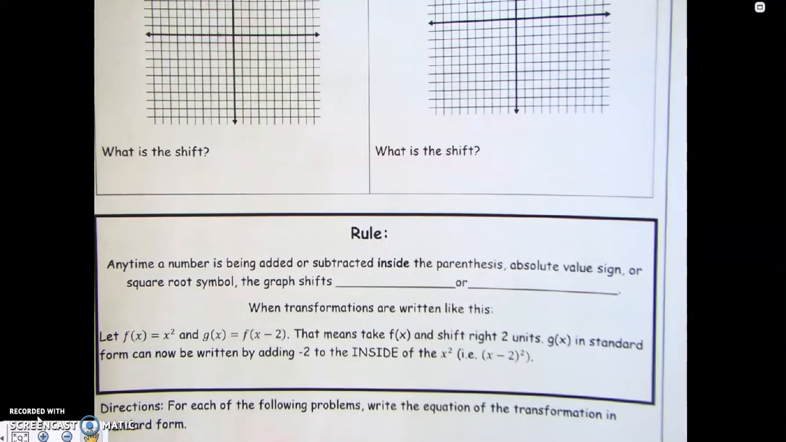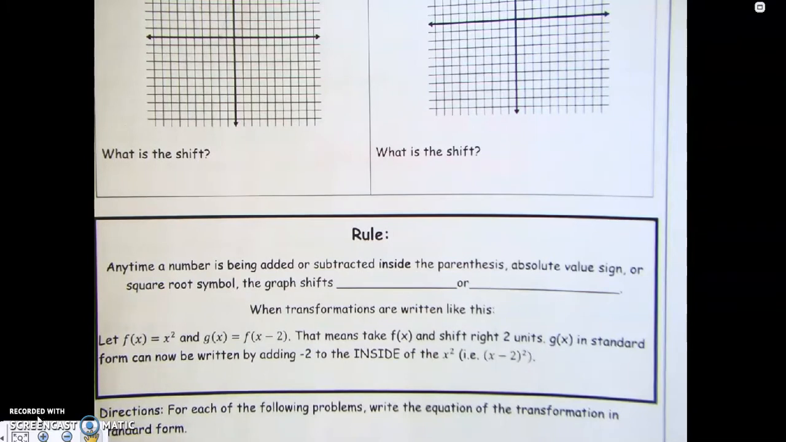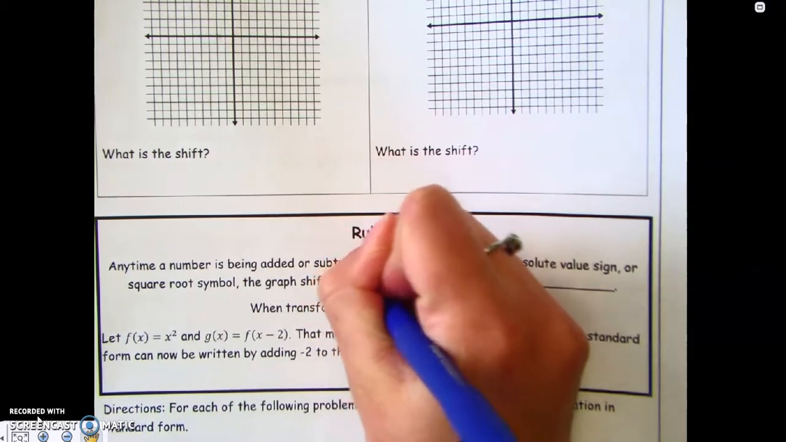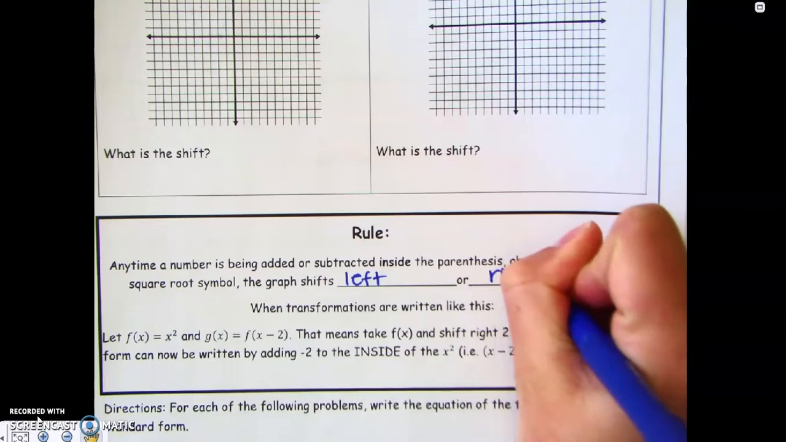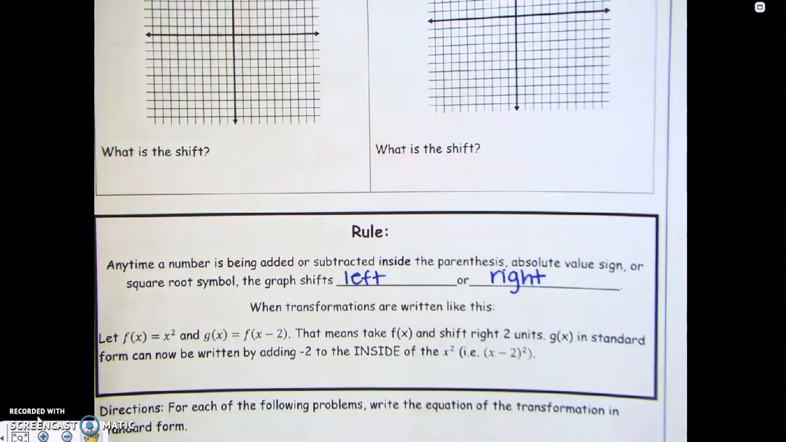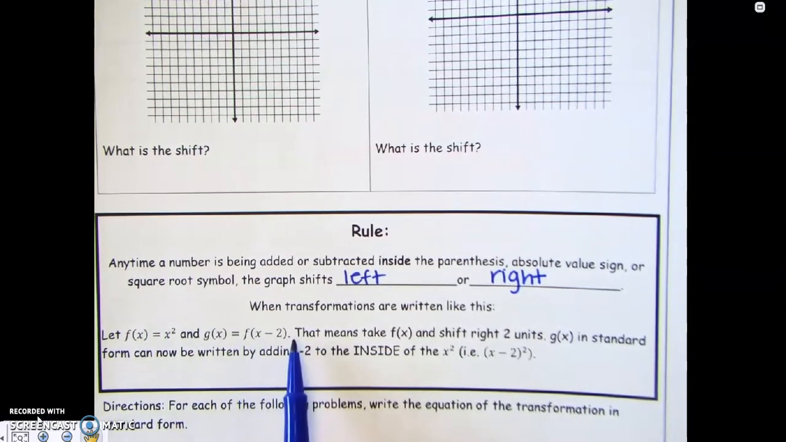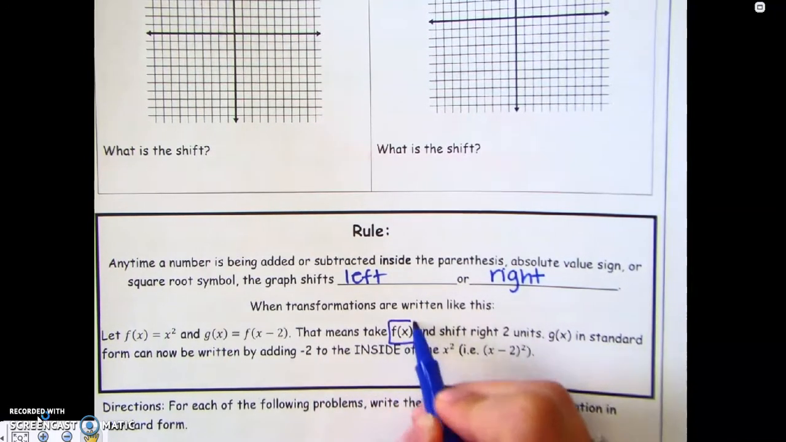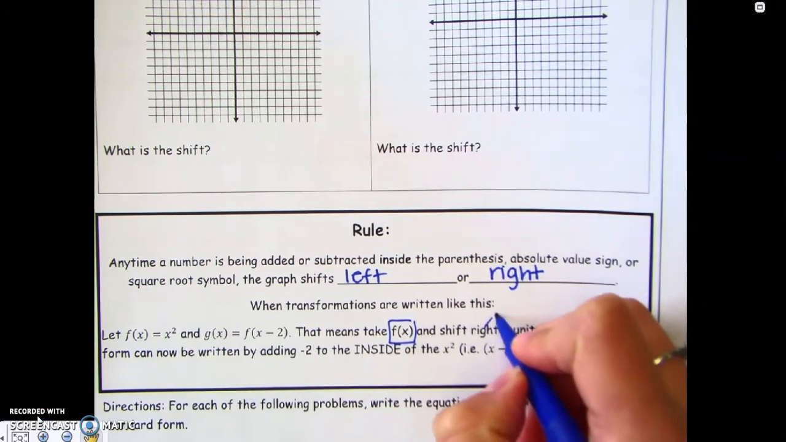Okay, so the horizontal rule is anytime a number is being added or subtracted inside the parentheses, the absolute value sign or the square root symbol, the graph shifts left or right. Okay, and so it says let f of x equal x squared and g of x equal f of x minus 2. That means you're going to take the original graph and shift it to the right 2 units. So this is opposite.